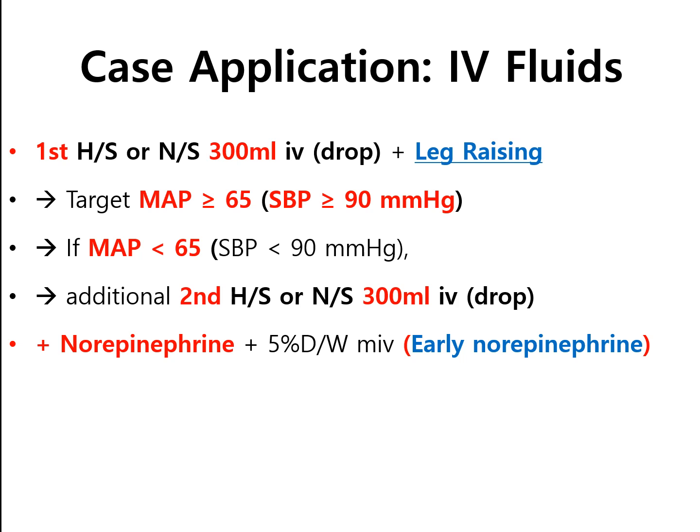If mean arterial pressure is lower than 65, give an additional second 300 milliliter Hartmann's solution or normal saline intravenous infusion plus start norepinephrine early. This approach aligns with starting fluids when hypoperfusion is present, using crystalloid, assessing response, and initiating norepinephrine early if the BP target isn't met.